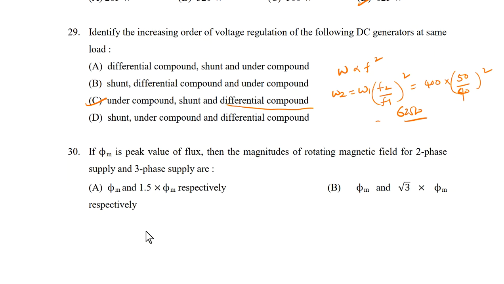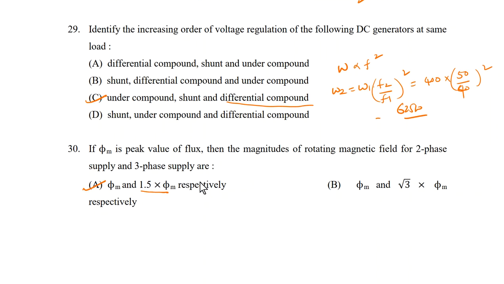Next one. If phi m is the peak value of the flux, then the magnitudes of the rotating magnetic field for two-phase supply and three-phase supply are... For the two-phase supply it is phi m, and for the three-phase supply it is 1.5 times the maximum flux, respectively. So answer is A here.